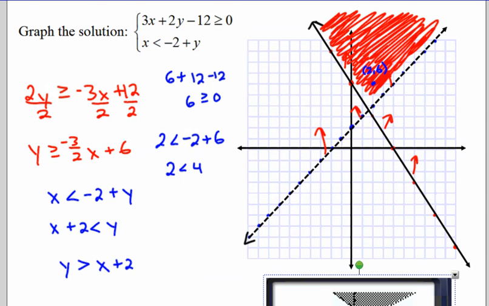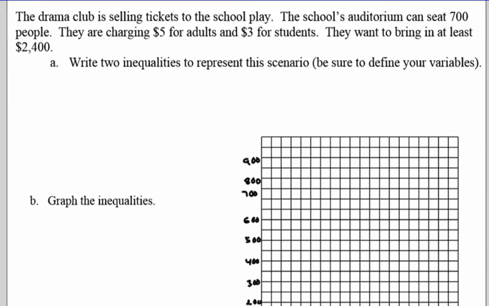Now, to finish it off, let's do a word problem, because I know everybody loves word problems. Drama Club is selling tickets to the school play. School's auditorium can seat 700 people. They're charging $5 for adults, $3 for students. They want to bring in at least $2,400. Let's write 2 inequalities to represent this scenario.